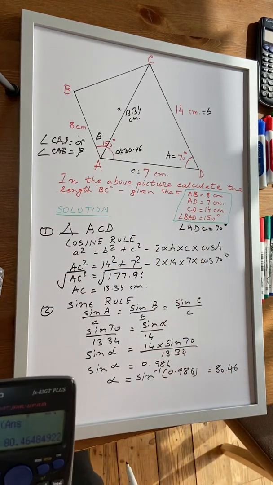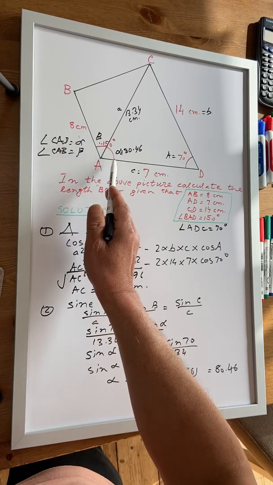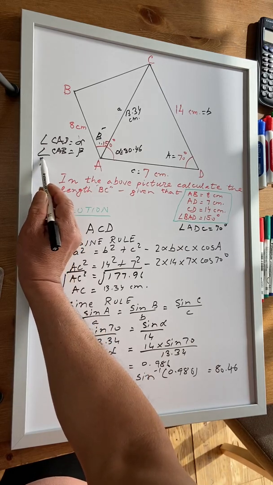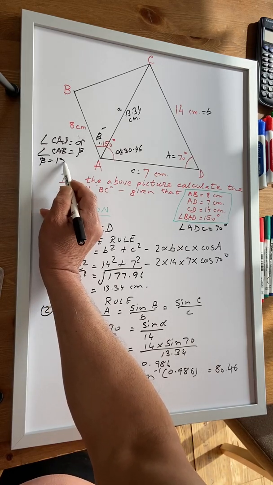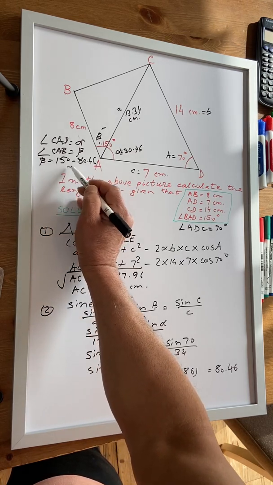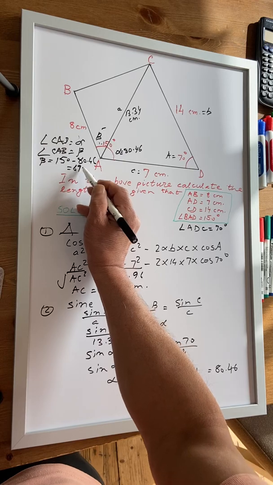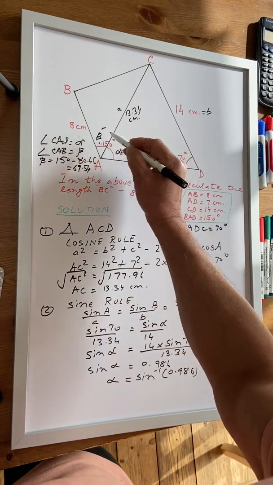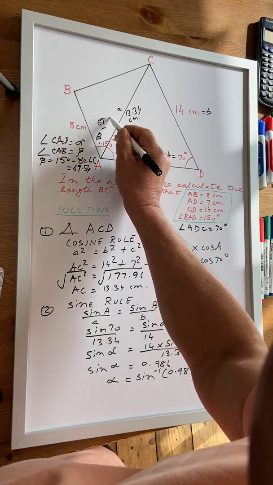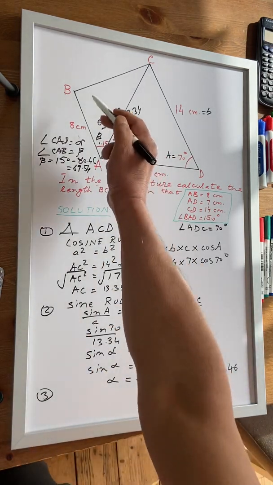Now we can immediately calculate this angle beta because the total angle is 150 degrees. So this angle beta will become 150 take away 80.46. And we get this angle as equal to 69.54. So we have got this beta angle here as 69.54. Now we have step 3 to do the calculation for this length BC.